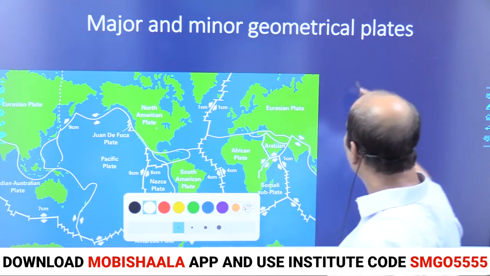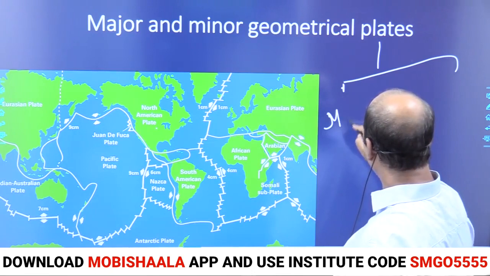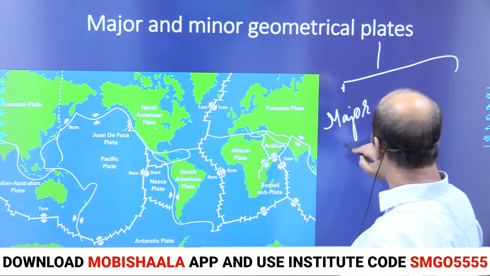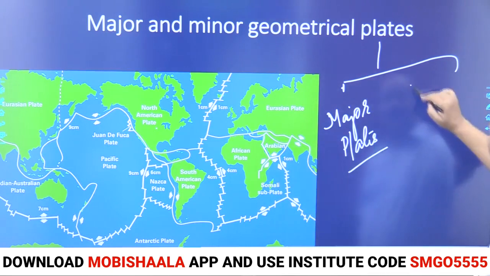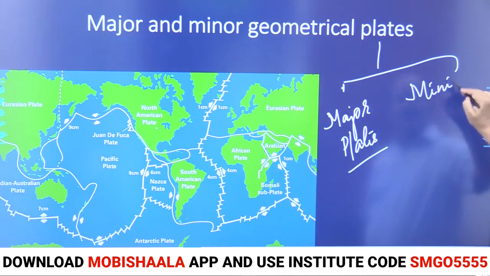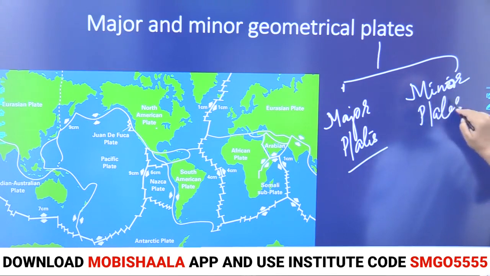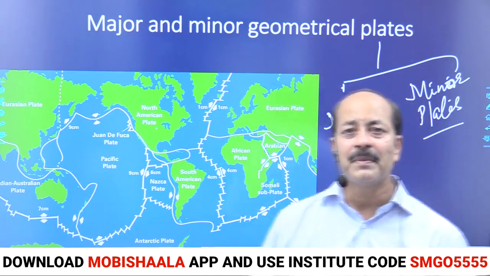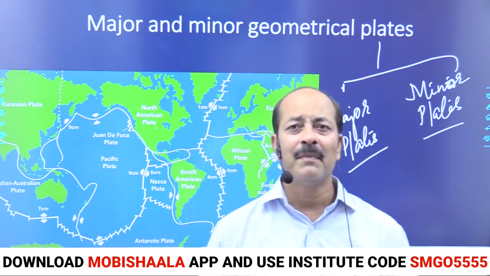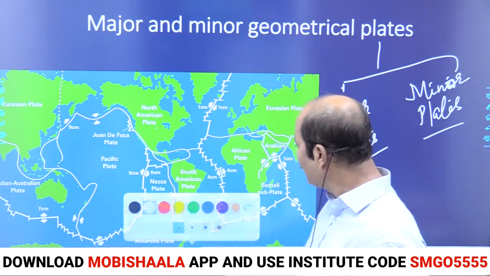Write, geometrical plates can be classified into two groups: major plates and minor plates. So geometrical plates can be classified into two groups: major plates and minor plates. First see on this map, then go for writing the details.